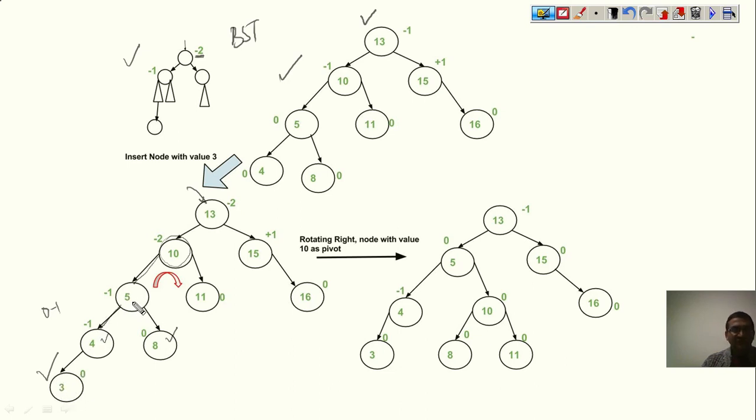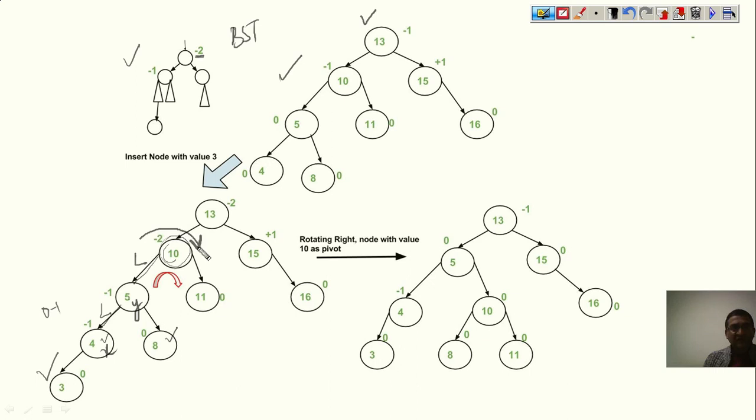So this is y here, this is x here, and you can find this is the left child of this node, and this is the left child of this node, so this is an L case. And in the L case, you do the right rotation at the root. Root here means the critical node, the node that is actually unbalanced. So you have to do the right rotation here.